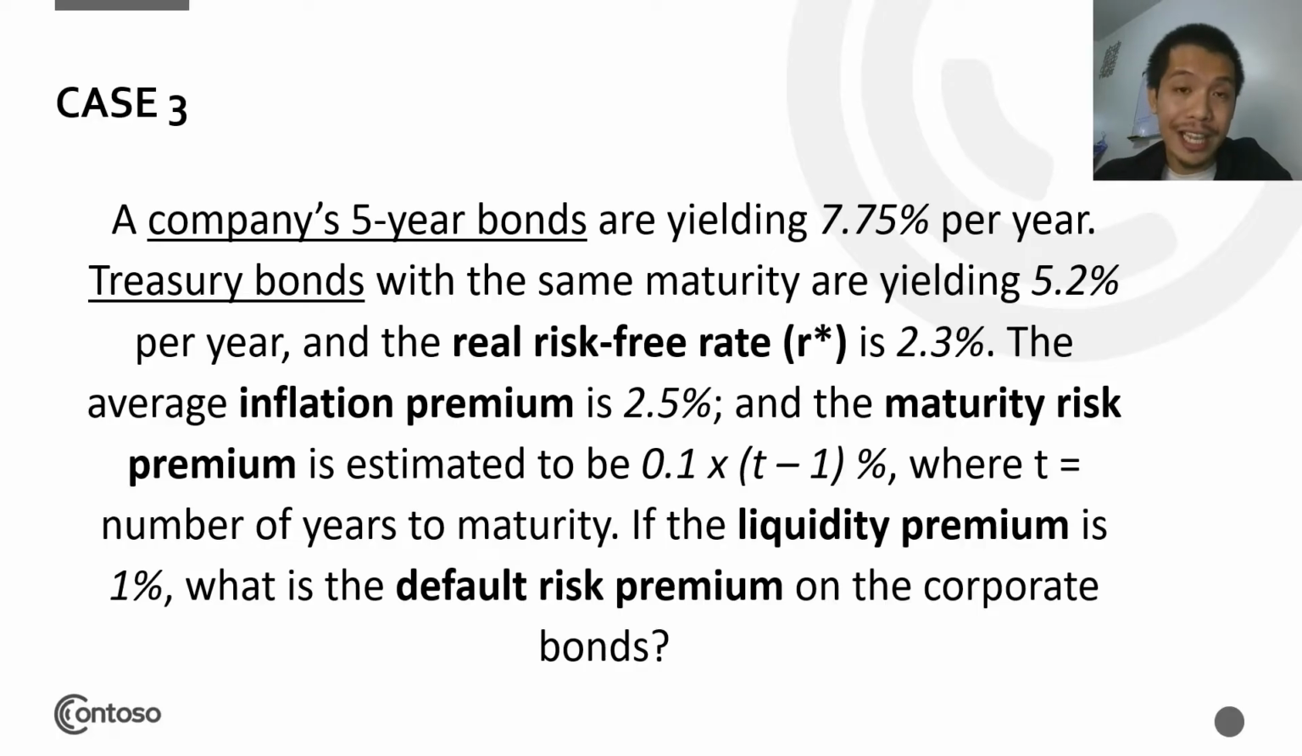You have to understand that MRP depends on the maturity of the security. The longer it takes for a security to mature, the higher the MRP would be. If the liquidity premium is 1%, what is the default risk premium on the corporate bonds?